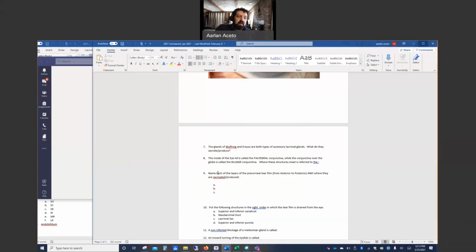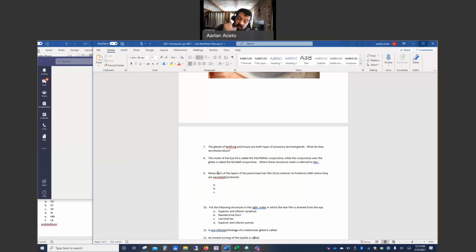And where they are secreted or produced. If you looked on the question, there was a little crosshatch, because I was showing you there's two different answers, one or the other. Outside is lipid, middle is aqueous, inside is mucin, and they are produced by, in order, the outside lipid is produced by meibomian glands, and those are in the lid in the tarsal plate.